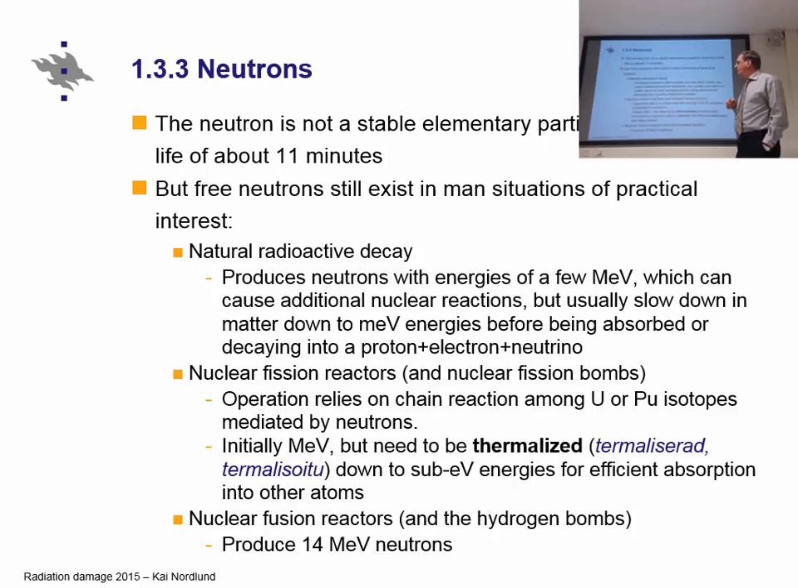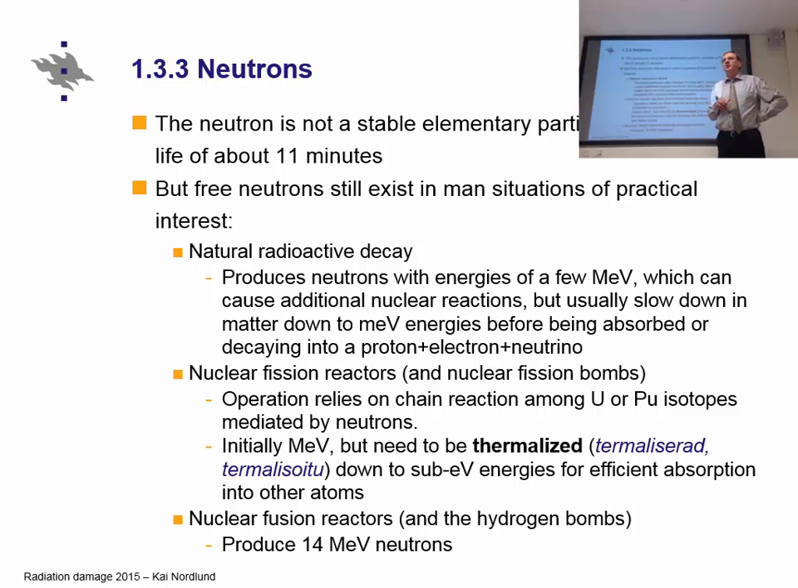But one place where they are produced routinely, controllably, is nuclear fission reactors. In fission reactors, the basic idea is the chain reaction from uranium or plutonium, which is mediated by neutrons, and because it's mediated by neutrons, of course, these fission reactors have to be a strong neutron radiation environment. Initially, their energies are in the mega electronvolt range, but in regular operation, they are thermalized to sub electronvolt energies, which leads to the operation of the reactor.